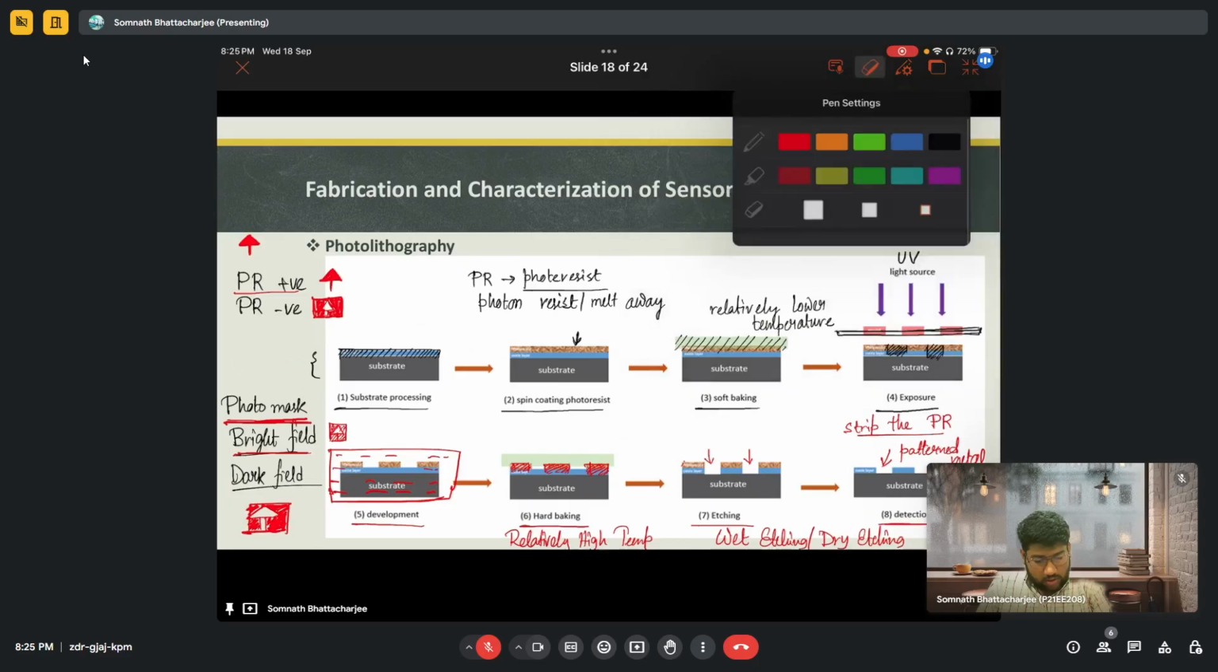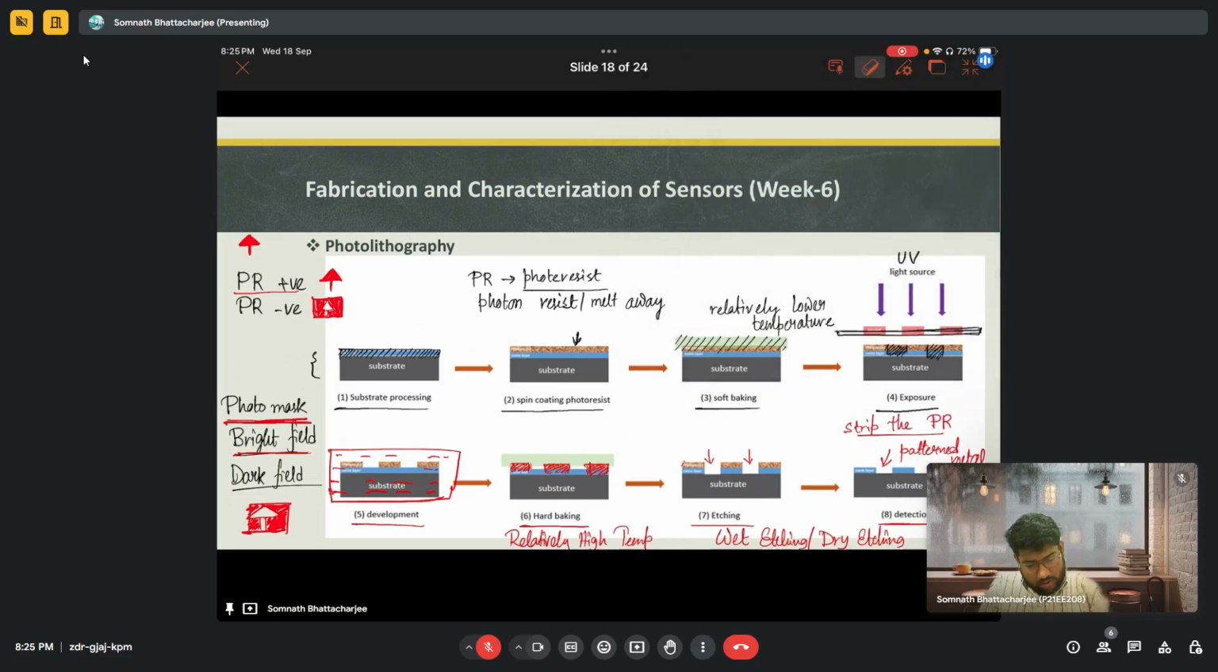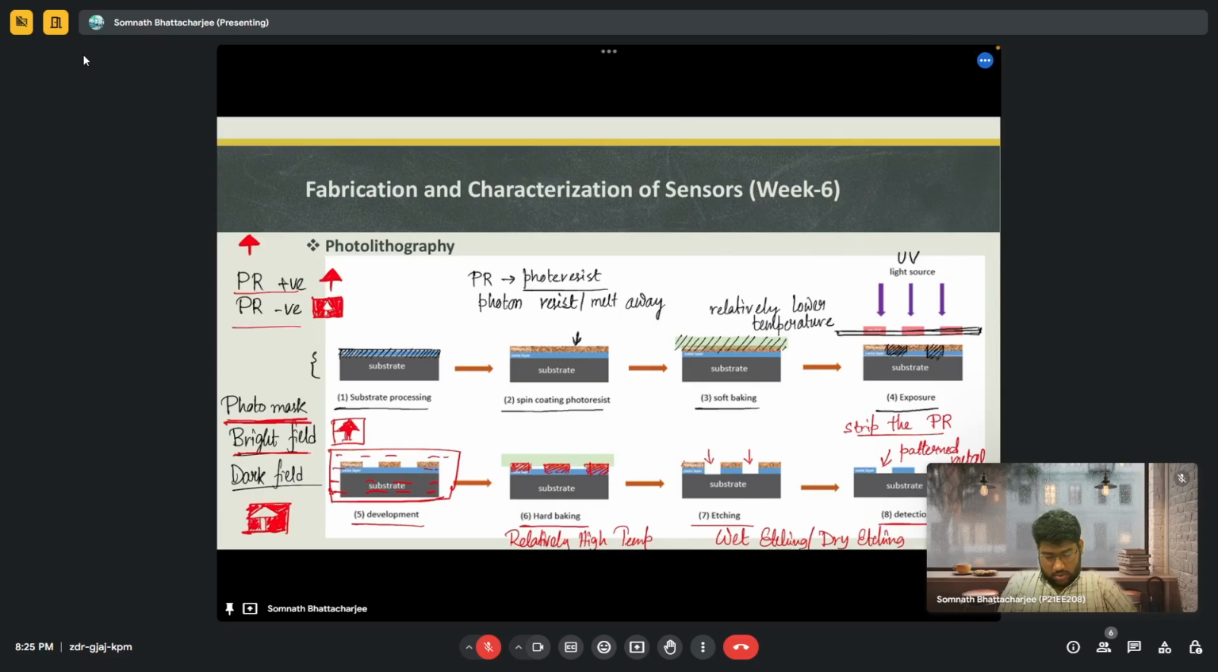So in a bright field mask, everything will be transparent, while the design will be opaque in nature. Based on usages and different applications, you may use different kinds of photo masks and different kinds of PR. And this is the basic process of photolithography.